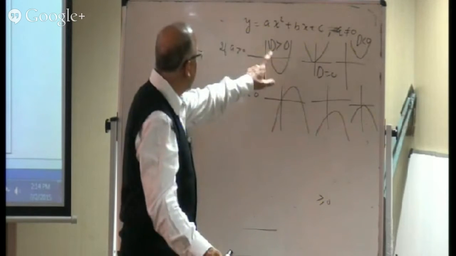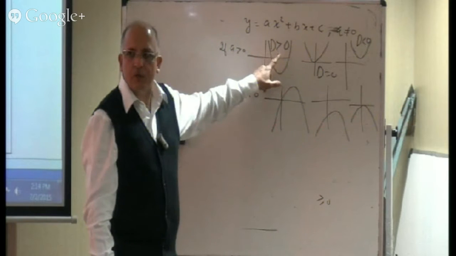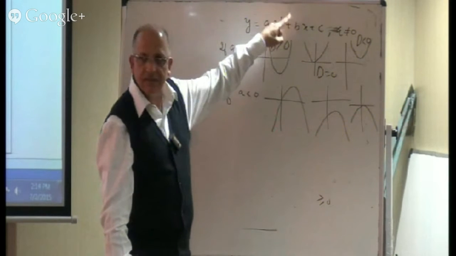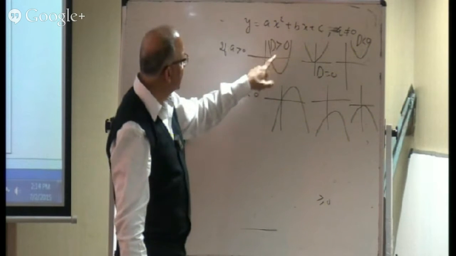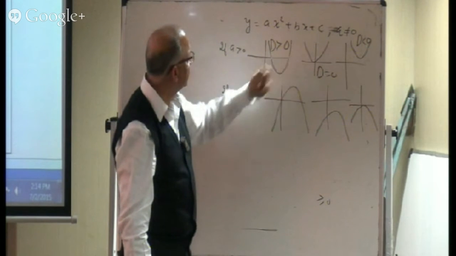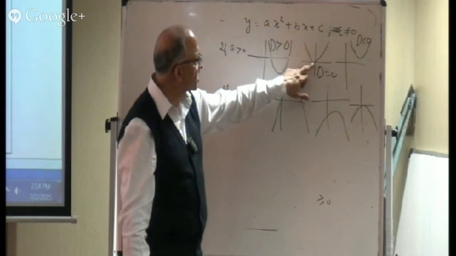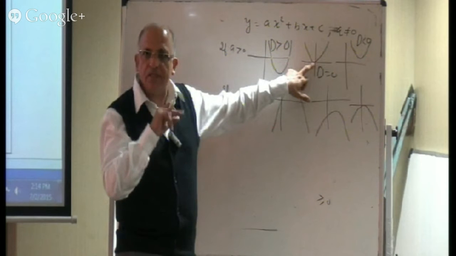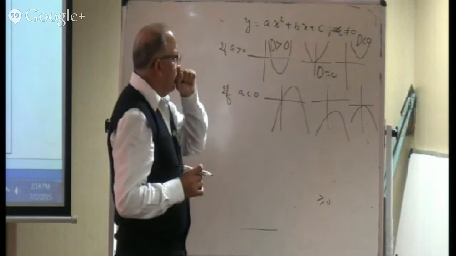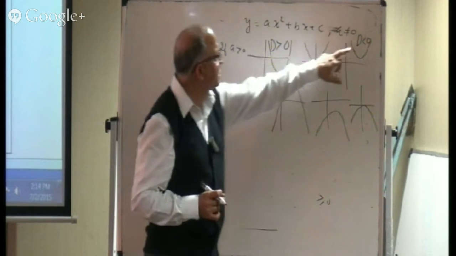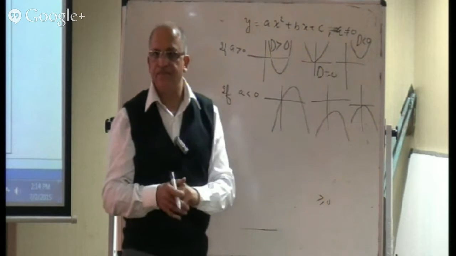So now you can see the combinations. If a is positive and D is positive, the curve will open upwards and will intersect at 2 points. When a is greater than 0 and D is equal to 0, the intersection will be just at 1 point. The roots coincide. It will have equal real roots. And if D is less than 0 and a is greater than 0, the situation will be something like this.